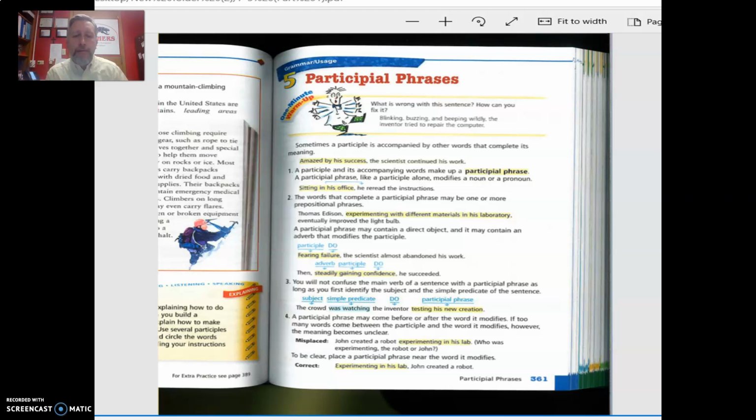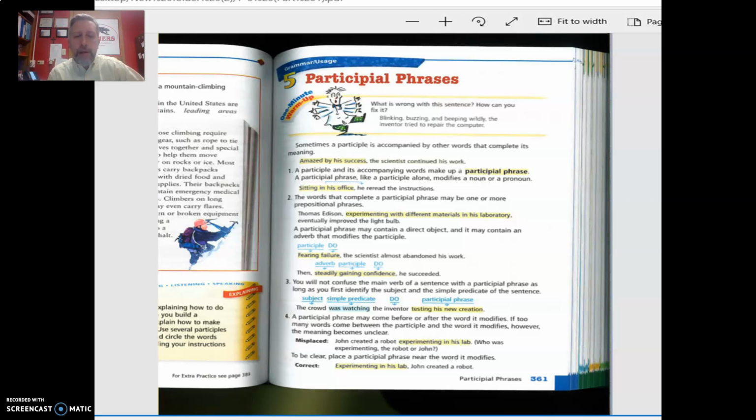Number 3, you will not confuse the main verb of a sentence with a participial phrase as long as you first identify the subject and the simple predicate of the sentence. All right, so if it's something that the subject is doing, it's a verb, and it can't be a participle or a participial phrase. Number 4, a participial phrase may come before or after the word it modifies.